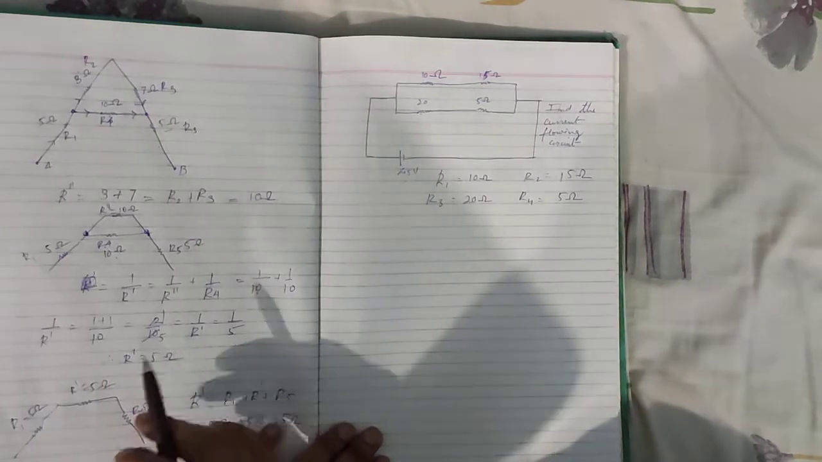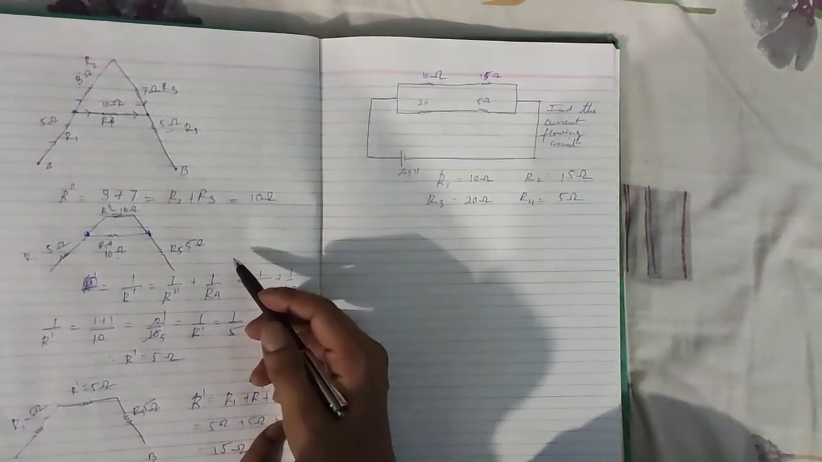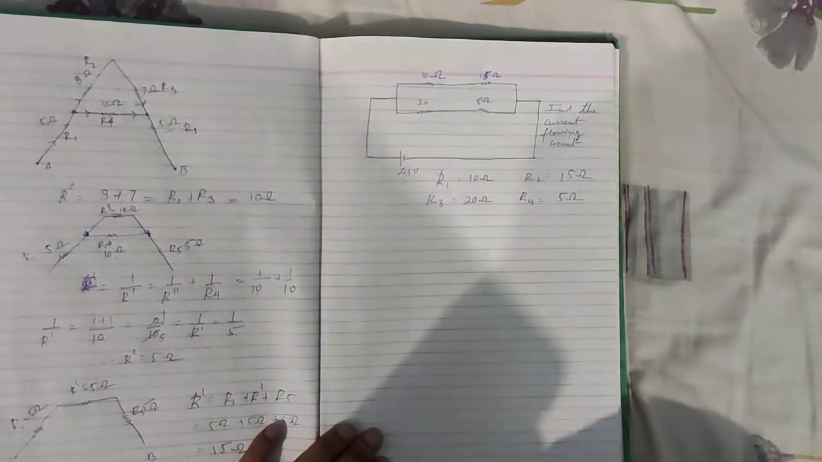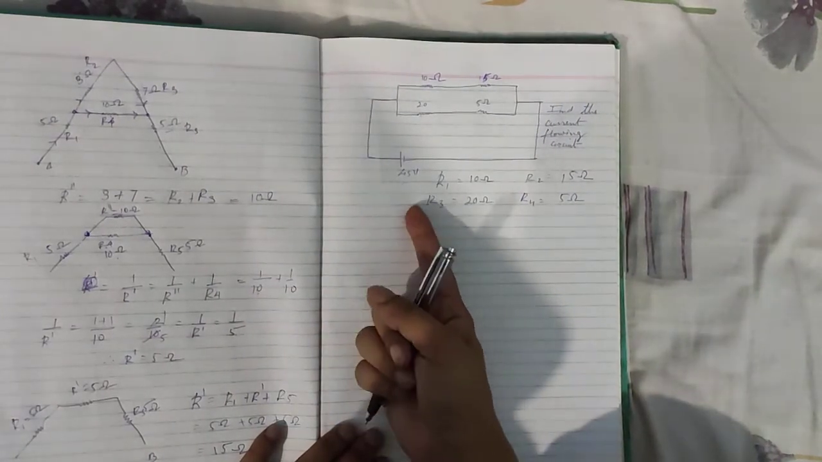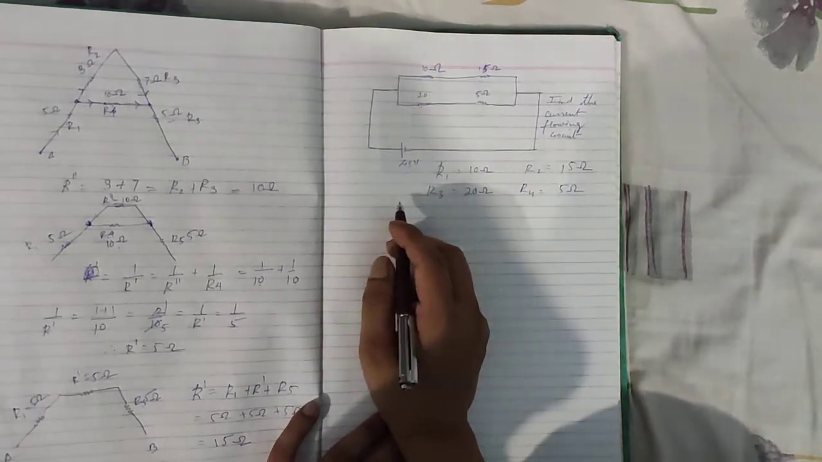Simple. In order to find the total current, you will have to find the total resistance, because the total potential difference is already given to you. So first find the total resistance, then using the total potential difference you can find the total current flowing in the circuit by using Ohm's law.